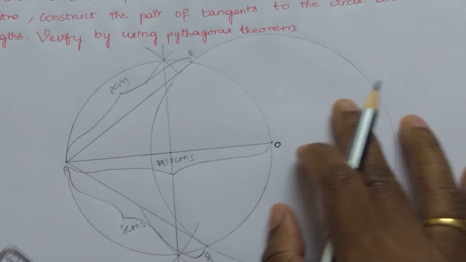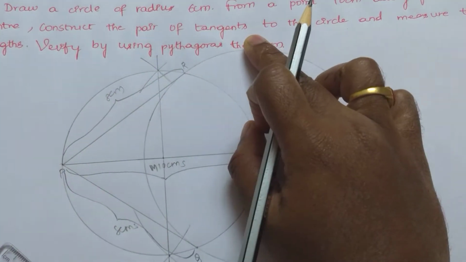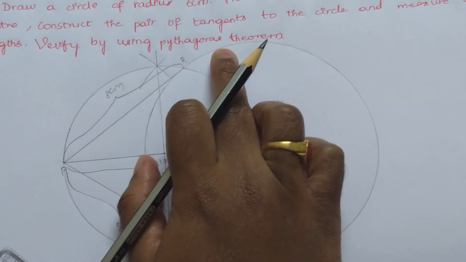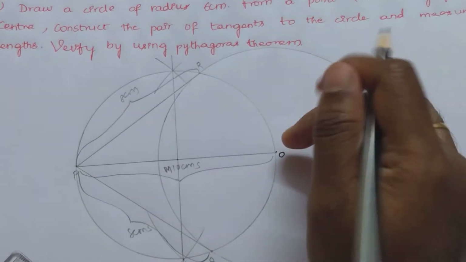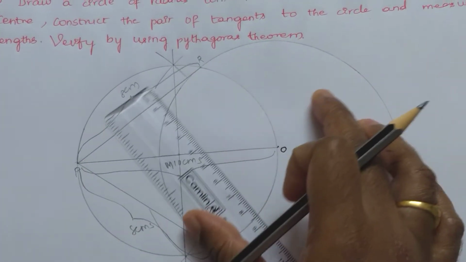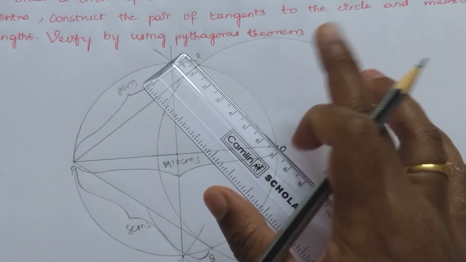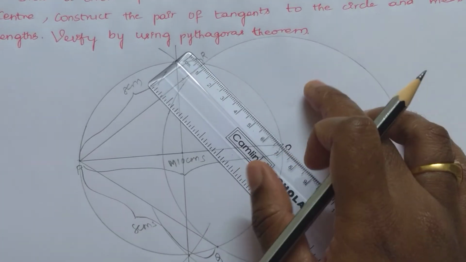So we have to construct a pair of tangents. It is done. After that, the measurement is also done. We have to verify by using the Pythagoras theorem. So how can we verify by using the Pythagoras theorem? Means what we have to do now. So the Pythagoras theorem itself implies a right angle.